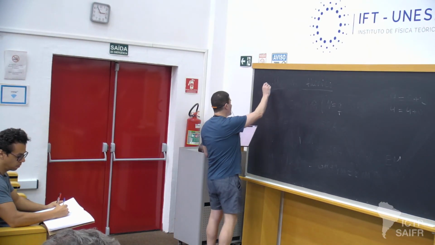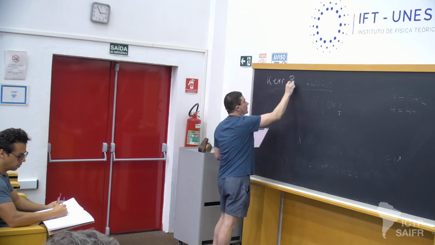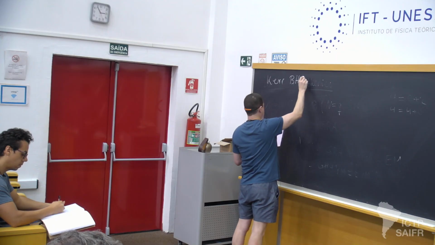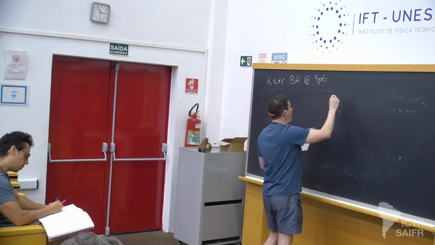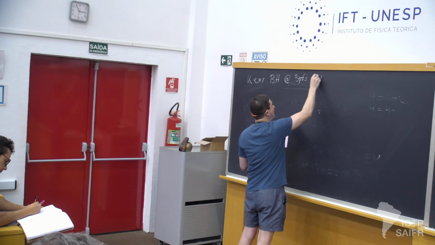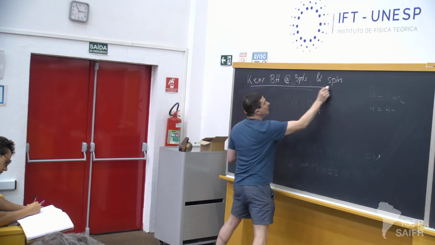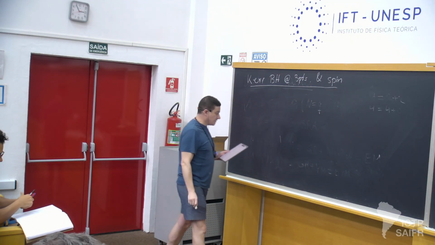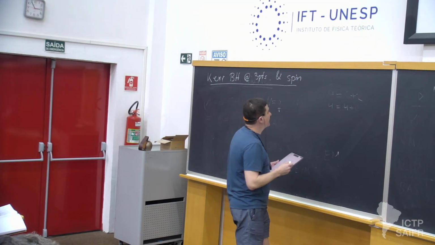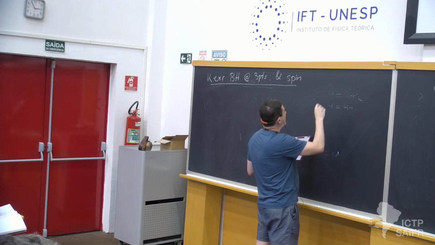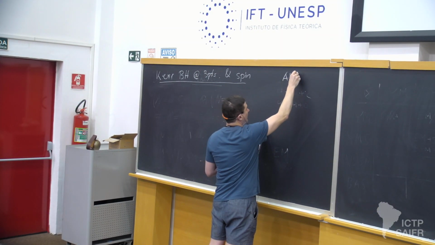So let's talk about a Kerr black hole at 3 points, and spin. And I should say that this is going to overlap with what David talked about. In particular, it's going to involve this paper by Khan, Mohammed and Huang.